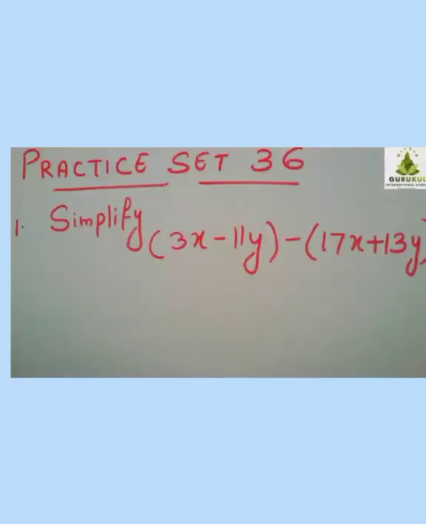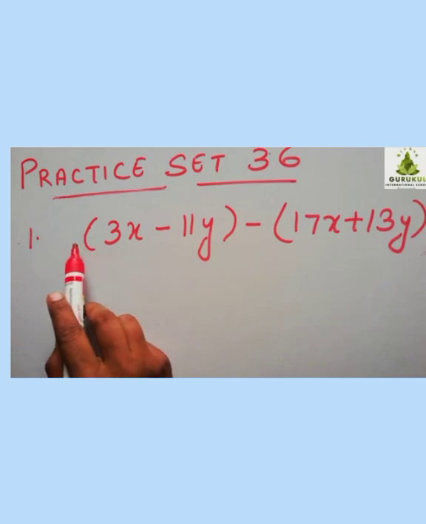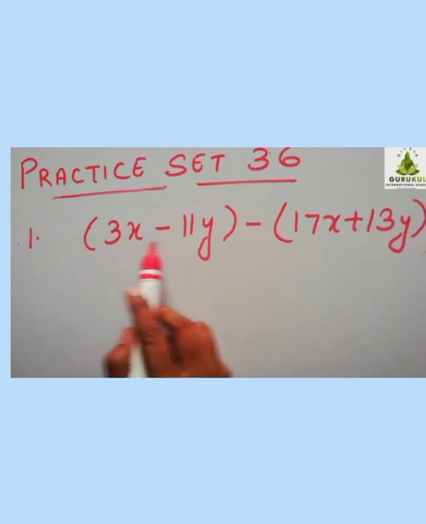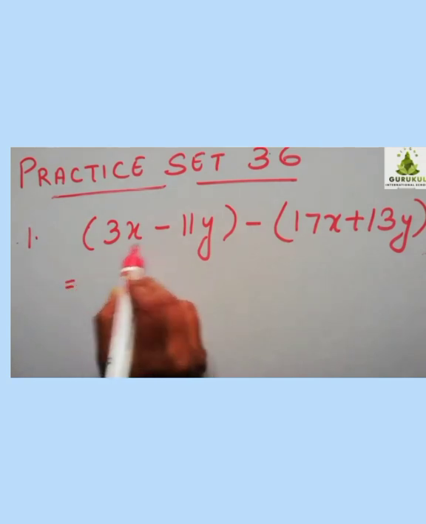Now we will go to practice set 36. Simplify. First question: 3x minus 11y minus 17x plus 13y. Write the question first. Is that clear? Now we will do the steps for this. Here, outside the bracket no sign means plus. When it is plus you can open the bracket directly. No need of any tension. You can open it directly.